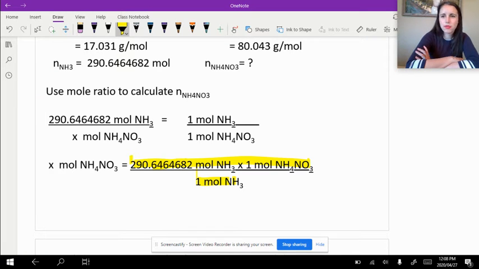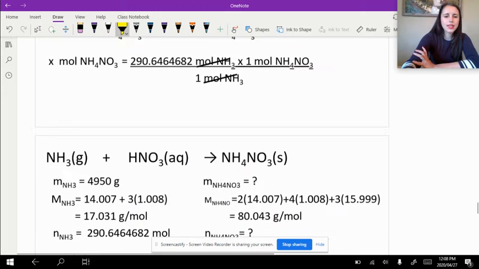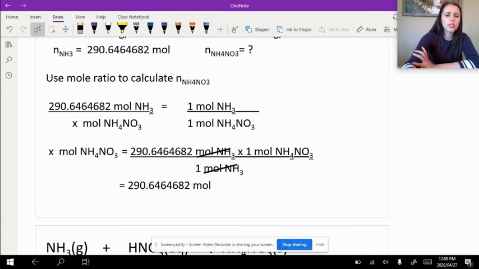What you might have noticed before we did this, though, is that this is a 1 and this is a 1. We call that a 1-to-1 molar ratio. So it's great to follow through with this step, but what we're going to actually find is that our final answer in a 1-to-1 ratio is actually going to be the same. So if you notice that, you don't actually have to show me your work in this step.